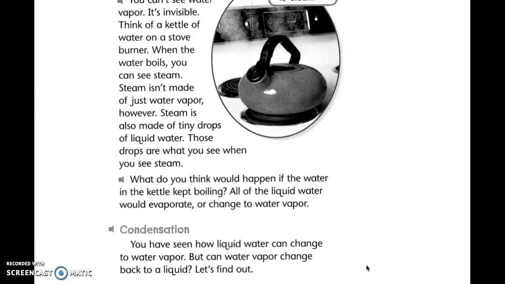Condensation. Have you seen how liquid water can change into water vapor? But can water vapor change back into a liquid? Let's see.